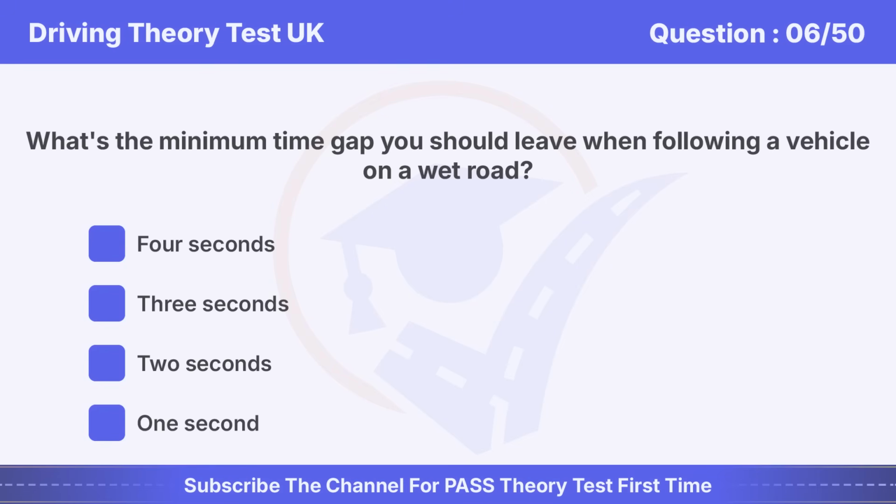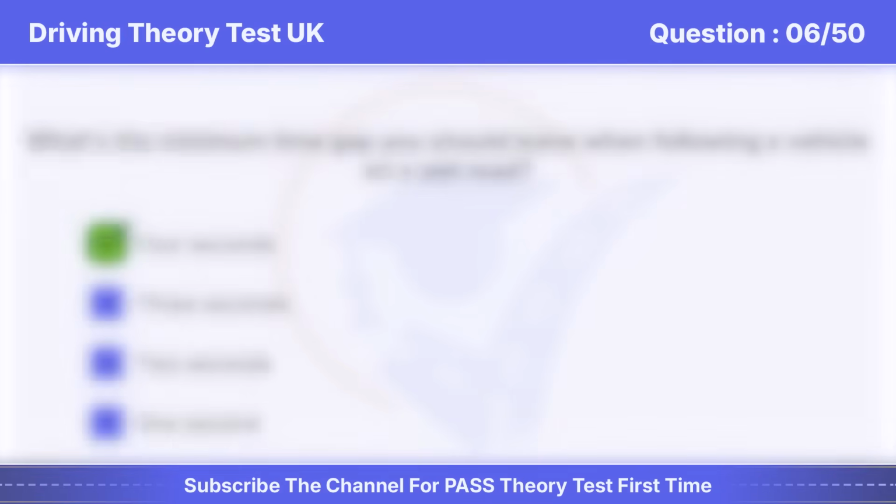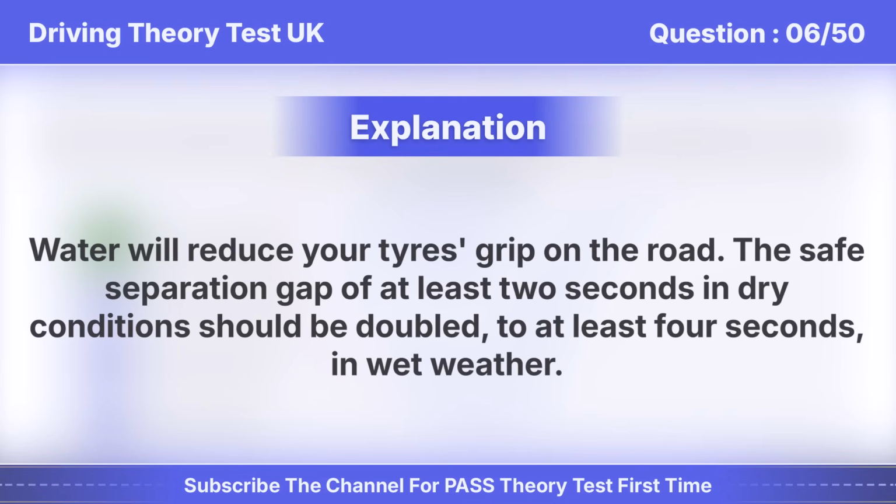Question 6. What's the minimum time gap you should leave when following a vehicle on a wet road? Answer is A. 4 seconds. Water will reduce your tire's grip on the road. The safe separation gap of at least 2 seconds in dry conditions should be doubled to at least 4 seconds in wet weather.